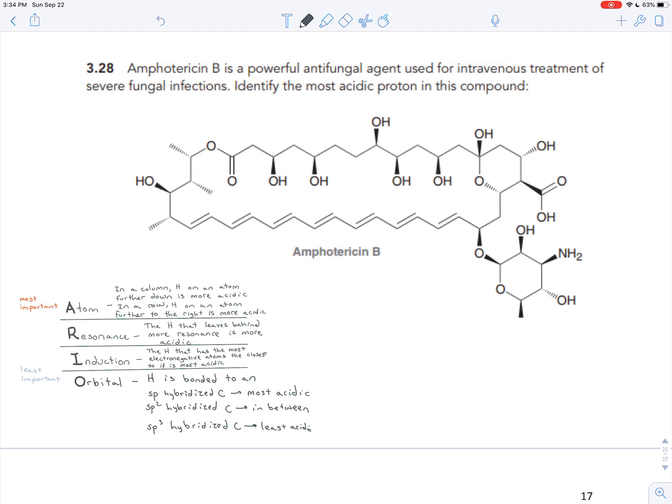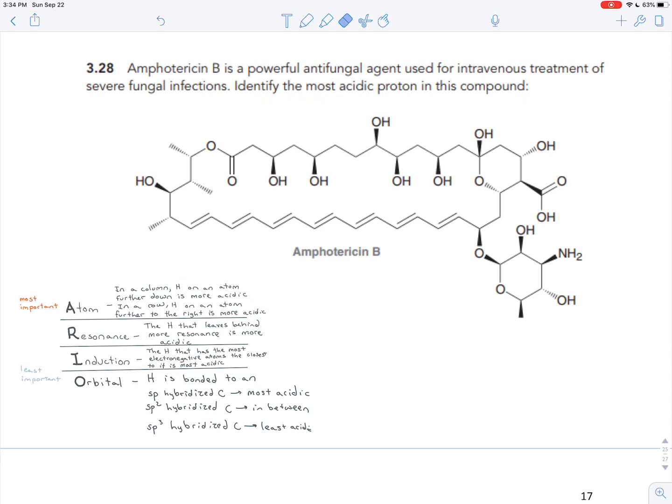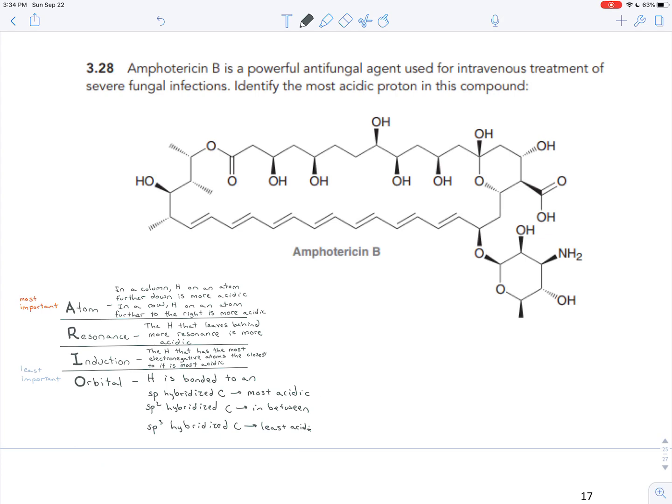And so this question is saying, some of the hydrogens in this molecule are acidic. Identify the most acidic hydrogen. Now, there are a lot of hydrogens in this gigantic monster molecule, but we don't have to go through them all one at a time. We can use these 4 principles we learned to very quickly find the most acidic hydrogen.